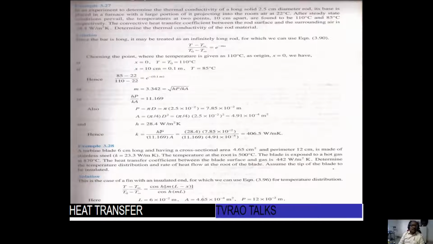Okay. So first of all, in this problem, we identified that it is a long fin. So for a long fin, we use either of two equations, either the temperature distribution equation or the heat transfer equation. Okay, so generally if you write both the equations, we'll get some clear understanding. So by the help of the temperature distribution equation, we can find out M value.